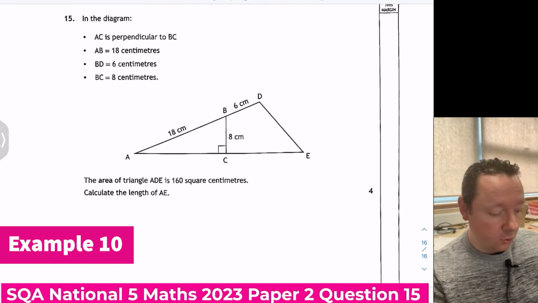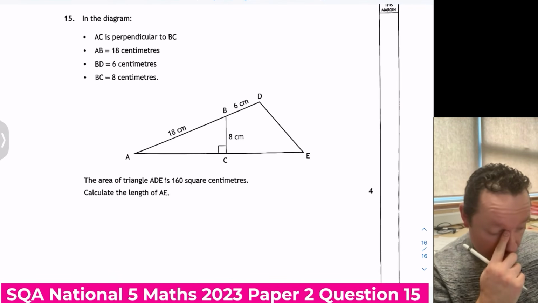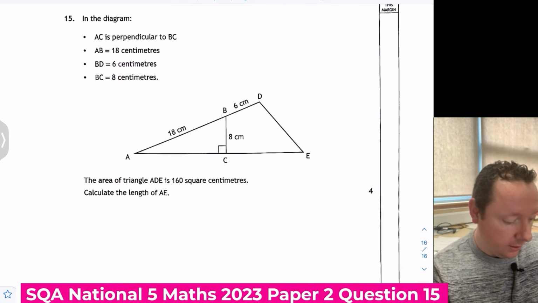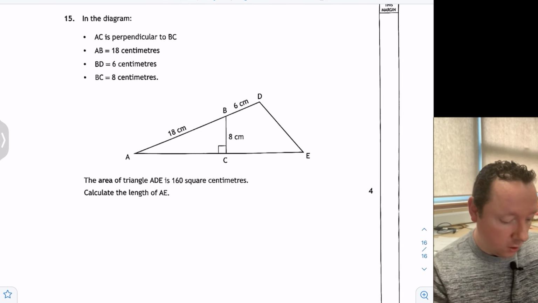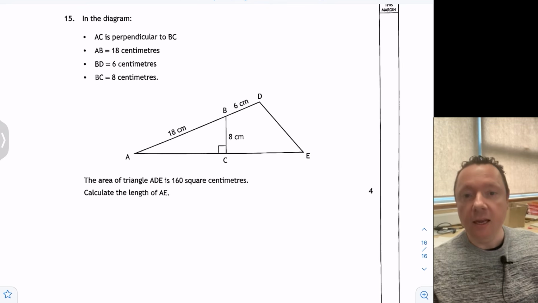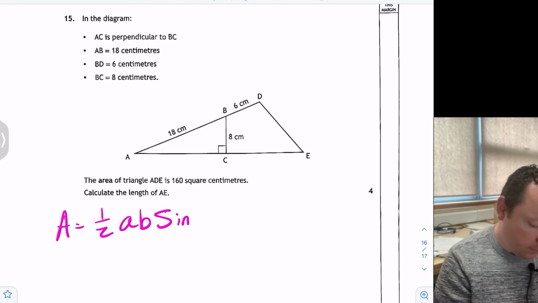SQA National 5 Maths 2023 Paper 2 Question 15. AC is perpendicular to BC, AB is 18, BD is 6, BC is 8. The area of a triangle is 160. Calculate the length of AE. Area of a triangle. Right, let's start with that then. Area of a triangle is a half AB sine C. And by A and B we mean the two lines over the angle.